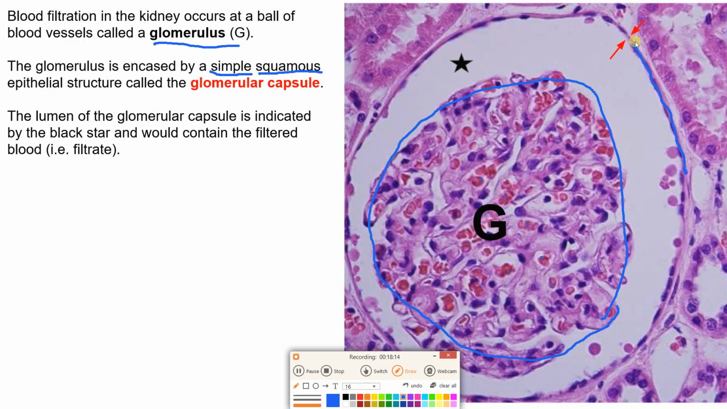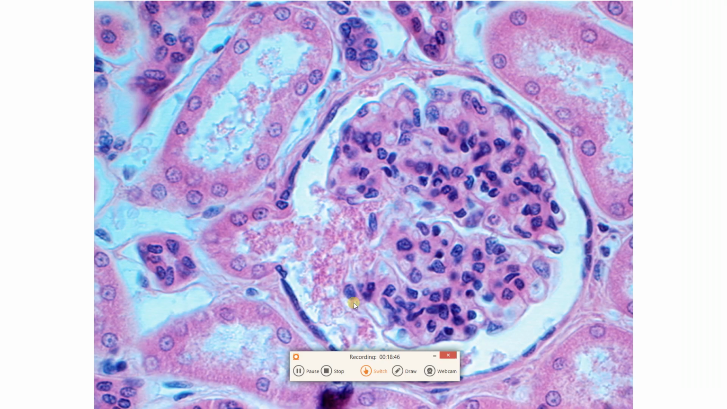This is the glomerular capsule where I'm again drawing that line. It's made of simple squamous epithelium. It's called a capsule because it encloses something: the glomerular capsule encloses the glomerulus. It creates this lumen. This is where I find filtered blood, which has a great name, filtrate. And filtrate eventually becomes urine. We do a few more things to it, but eventually it becomes urine. So that's some more simple squamous epithelium, just in the kidney this time.